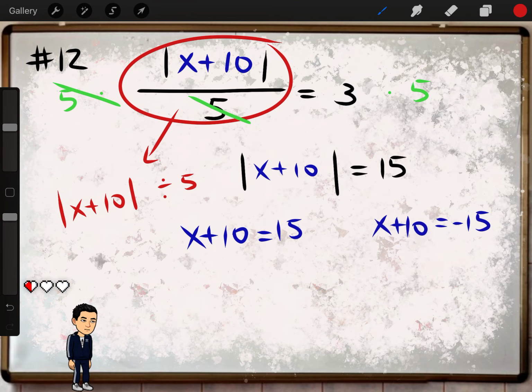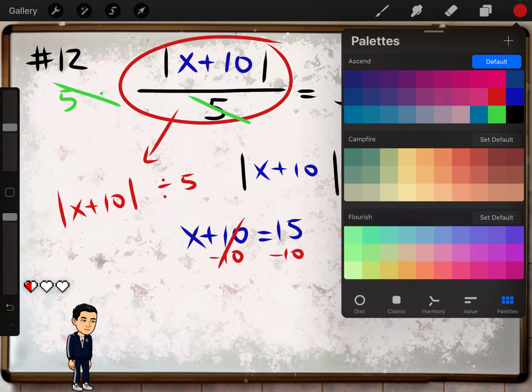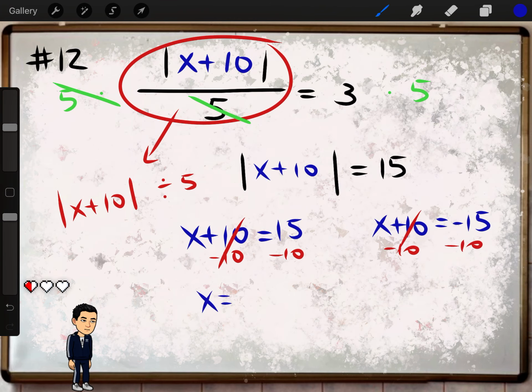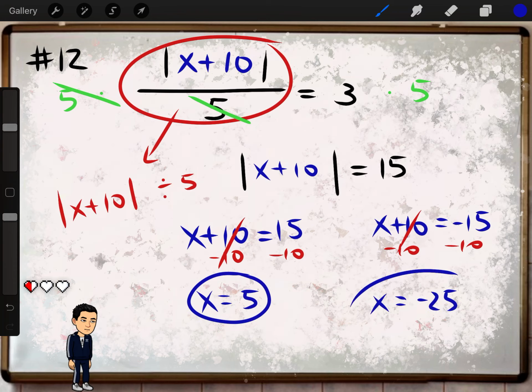The next thing you want to do, in order to isolate this x, is subtract 10 on both sides, and do it on both equations. That allows you to isolate the x. So the first solution is going to be x equals 5, or x equals negative 25.